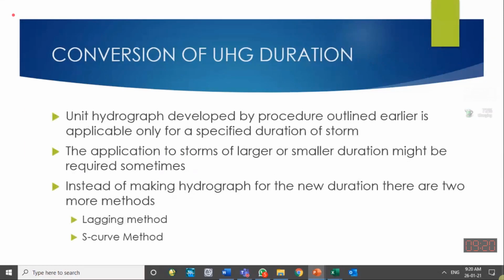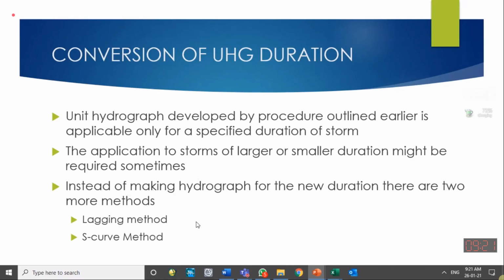I will start with you. Usually we have a unit hydrograph of a certain storm duration, but we are in need of a unit hydrograph of another storm duration. So that is the necessity. Then we need the conversion of the unit hydrograph. It is not the conversion of the units, it is conversion of the duration of the unit hydrograph. And duration means storm duration, not the unit hydrograph base length. Okay.